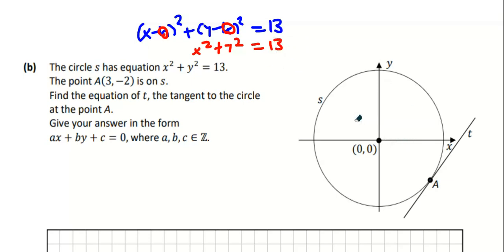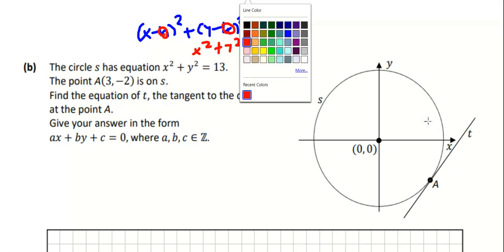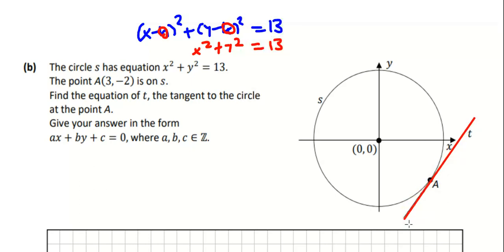Now, it says find the equation of the tangent. The tangent is the line that hits the circle in one place only, which is this one here. And give your answer in the form ax plus by plus c. So it wants the equation of this line. Equation of the tangent, equation of t means equation of line.